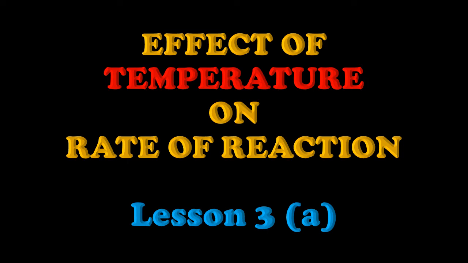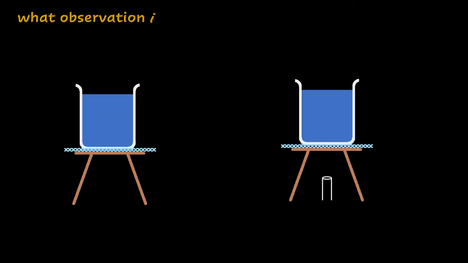Hello, welcome to lesson 3 of the topic reaction rates. In this lesson, we'll be looking at the effect of temperature on the rate of a chemical reaction. For this first part, we shall look at the theory behind the effect of temperature, and in a second part, we shall look at the graphical methods of determining the same.